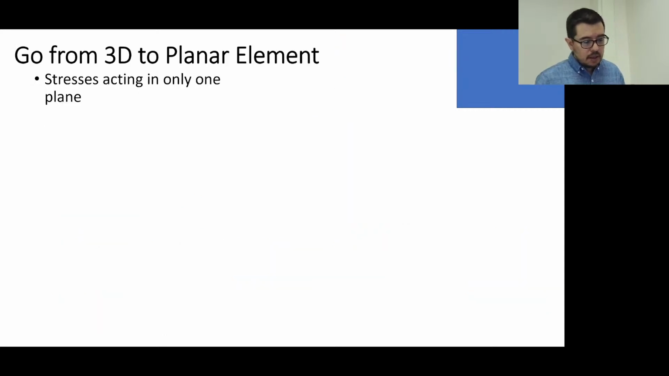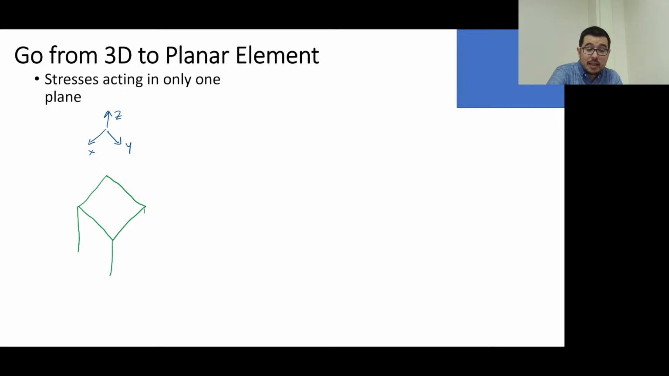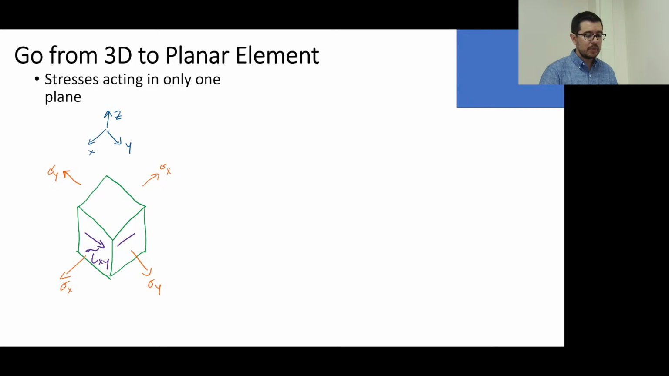Now, what do we mean when we go from a 3D to a planar element? Again, I kind of said this already. You have a 3D element, and we said that pretty much we only care about sigma x, sigma y, and tau xy. And so if we draw it, there's a sigma x, there's a sigma y, and then the tau xy, and the corresponding 4 arrows.